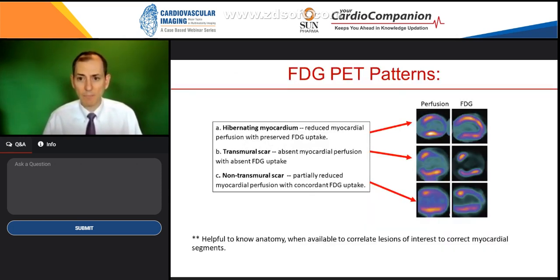So when we look at PET imaging, we always do two sets of images, one to look at metabolism with FDG, one to look at perfusion. And when there is a reduction in perfusion but preserved FDG, as the example that I showed you, this is hibernating myocardium. When you have scar, there's an equal reduction in both perfusion and glucose uptake, so there's absence of both, and that is scar. And then there's often cases of what we call non-transmural scar, where there's a little bit of FDG uptake, corresponding to the reduction in perfusion, but it's not as intense as a full hibernating myocardium.